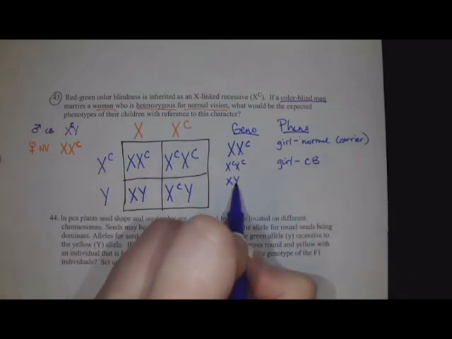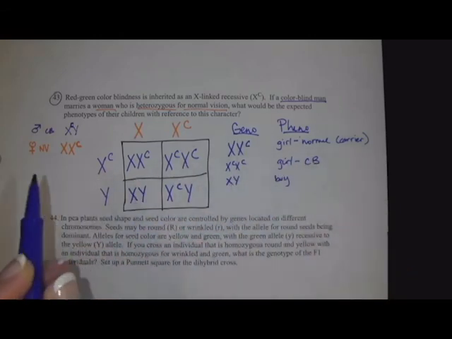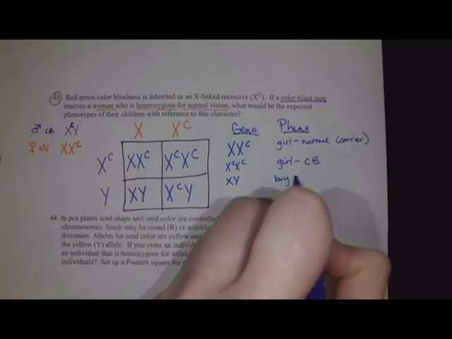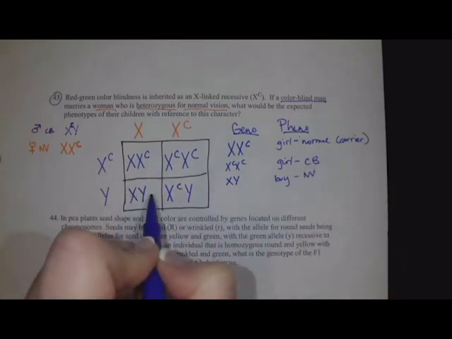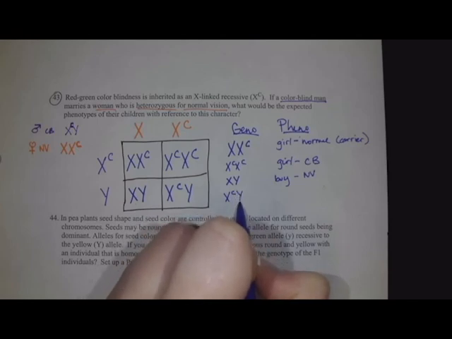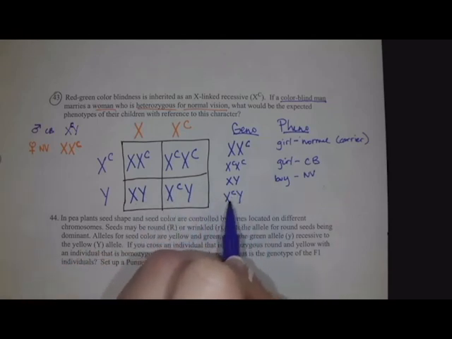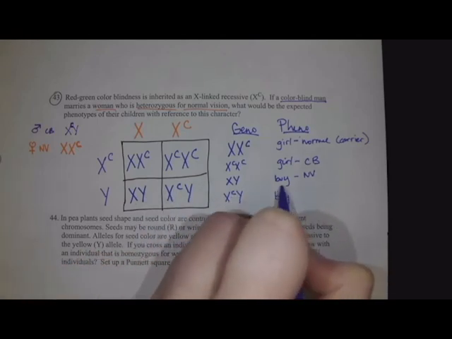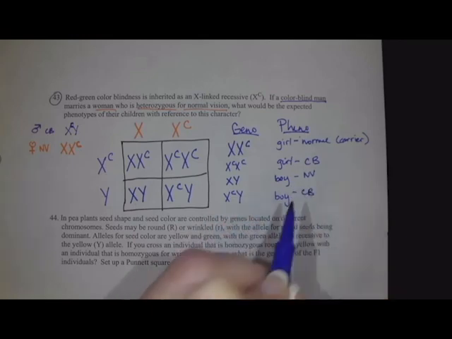Our next one is a boy. He does not carry that allele, so he has normal vision. And then our last one is another boy, and he carries this allele, so he is going to be colorblind.